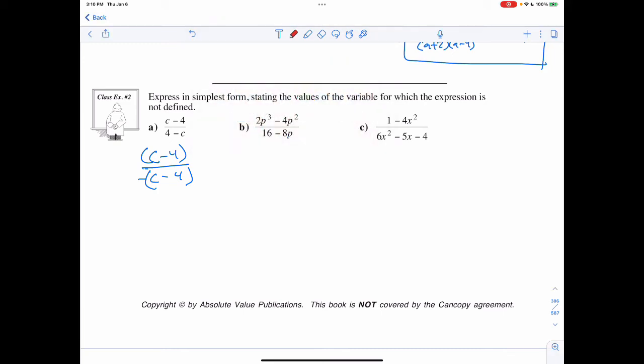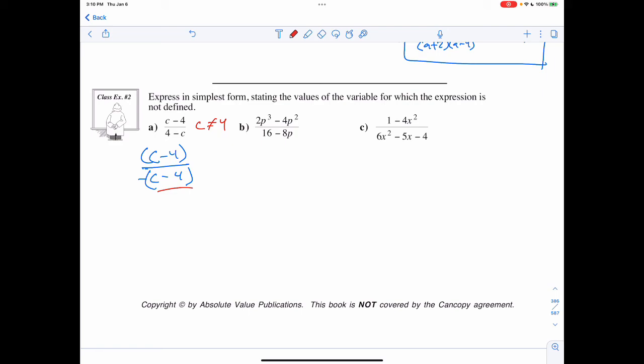Sometimes I'm asked, well, is this going to change my non-permissible? Well, if I took 4 minus c, and I said that that cannot equal 0, then negative c cannot equal negative 4, which means c cannot equal 4. If I take this new form, where I have c minus 4 cannot equal 0, then c cannot equal 4. So it actually does not change our non-permissibles at all. If I multiply or divide out just an entire negative, it's not going to change anything there. In both cases, c cannot equal 4.